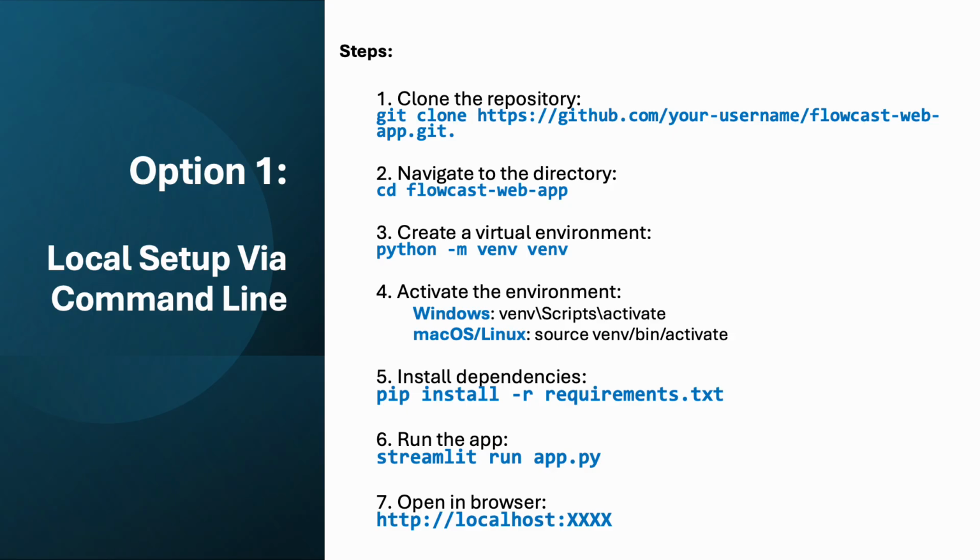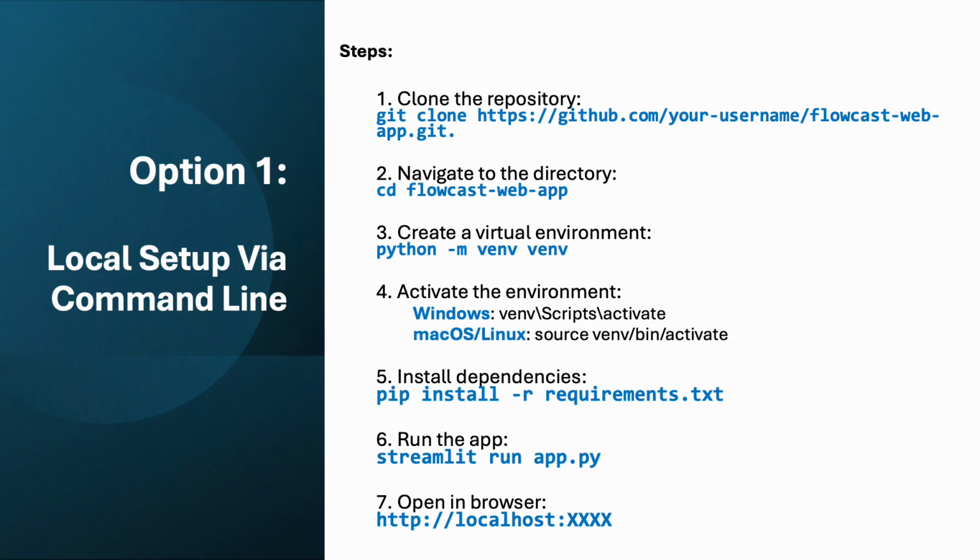Then once you have that installed and it's successful, you want to navigate to the directory, Flowcast Web App, and within that directory, you're going to create a virtual environment. This is going to help you to run the app and make any changes necessary. To activate this environment, you have Windows with the scripts over there, and then you have Mac OS or Linux by using the second line.